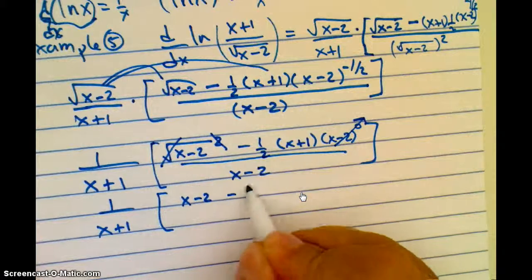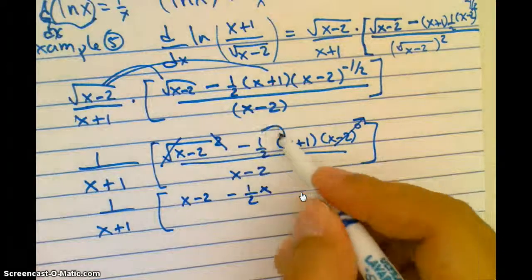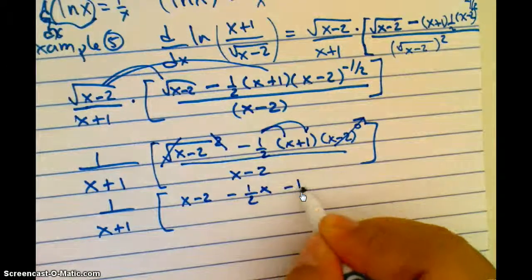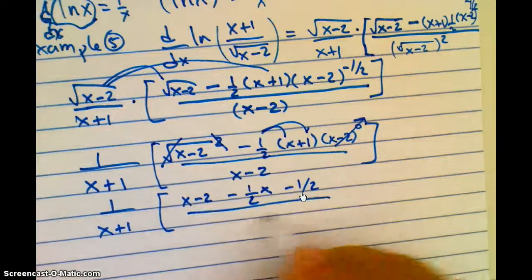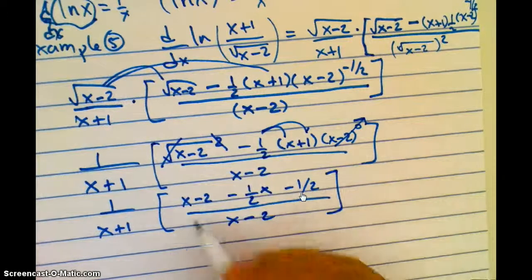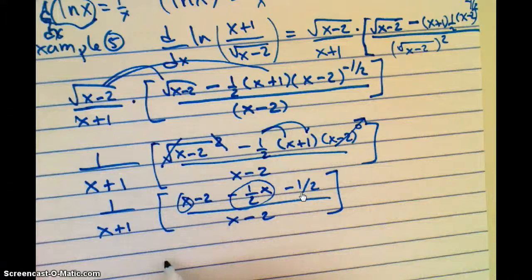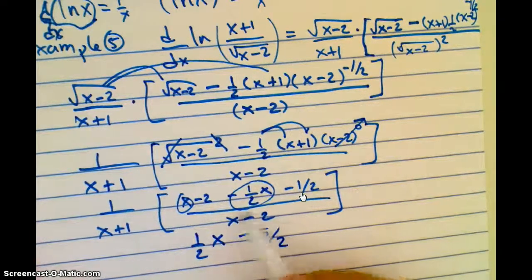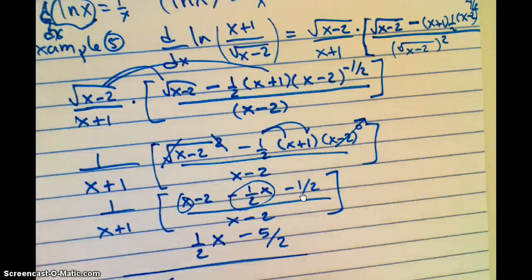So I have minus 1/2 of x, and I'm gonna distribute, and I have minus 1/2 everything over x minus 2. Now I'm gonna combine like terms, so I have half of x minus half of x, another half of x, and then negative 2 minus 1/2, that will be minus 5/2, because 2 is 4 over 2, negative 4 minus 1, negative 5. Everything over x plus 1, x minus 2.